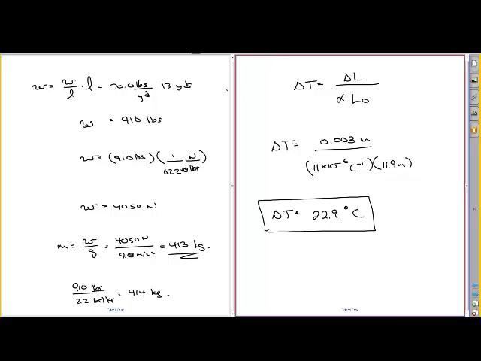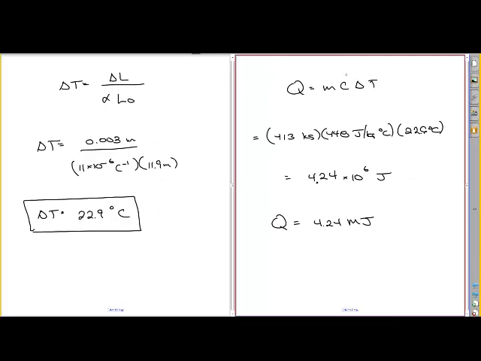Plug that all in. With that delta T, we can just go back here and plug it into this equation. M, we just calculated. This is in the book. This we just calculated. So plug all this in. The units work out because the kilograms here cancel with the kilograms in the units for the specific heat. The degree C cancels out that degree C. We're left with joules. So 4.24 times 10 to the 6 joules.